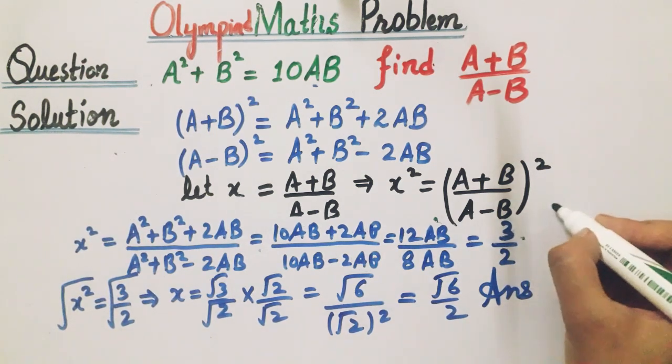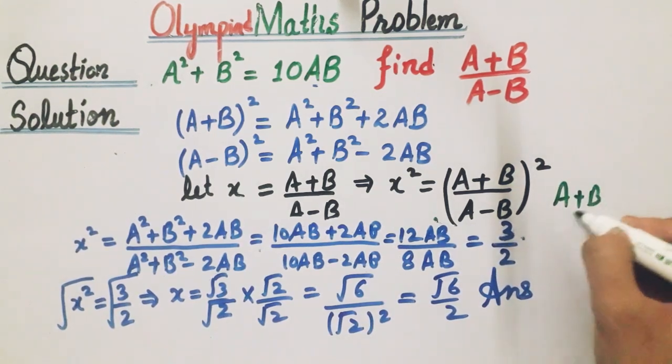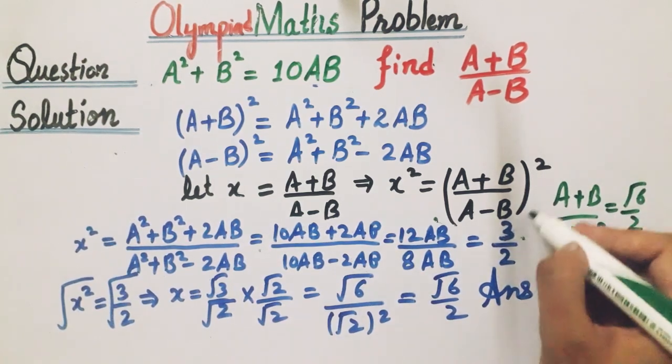So you will write (a + b)/(a − b) is equal to √6/2.